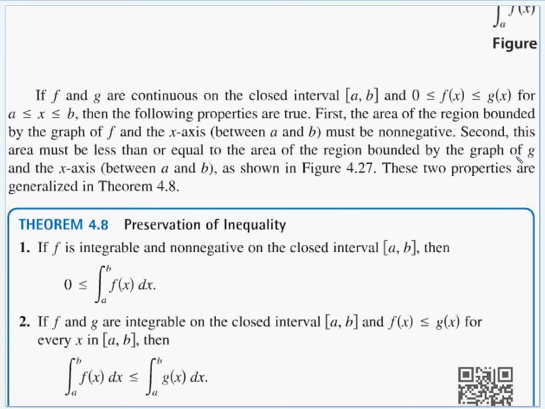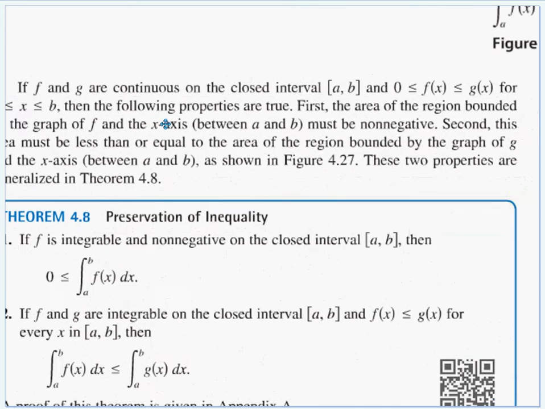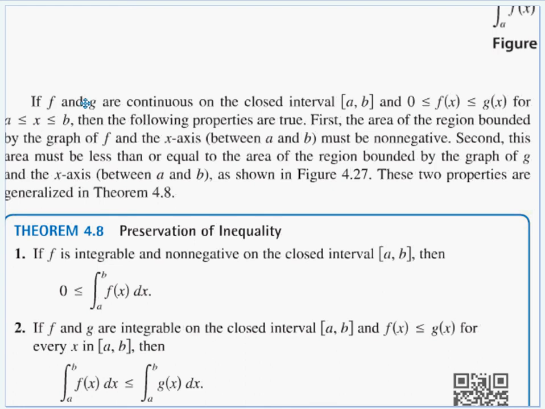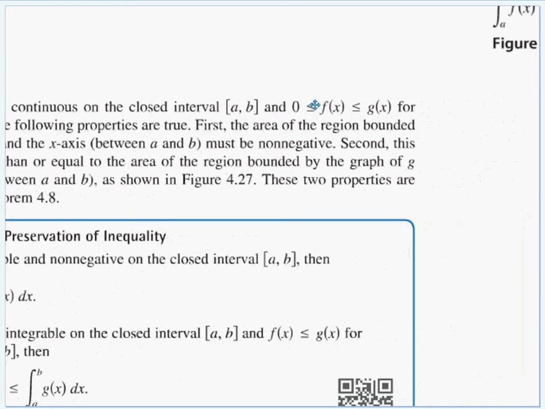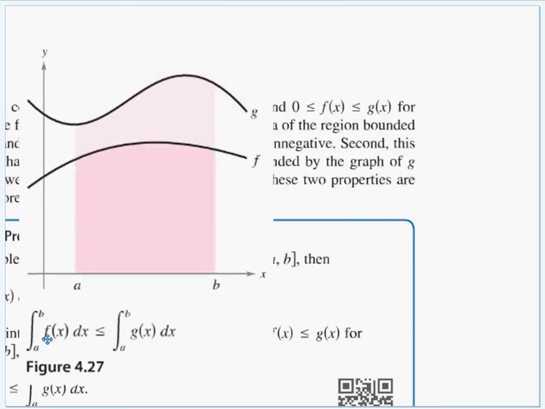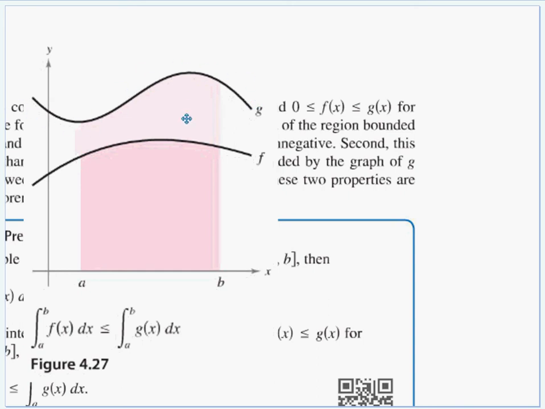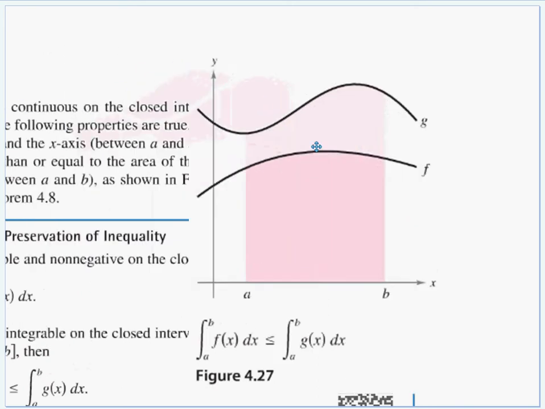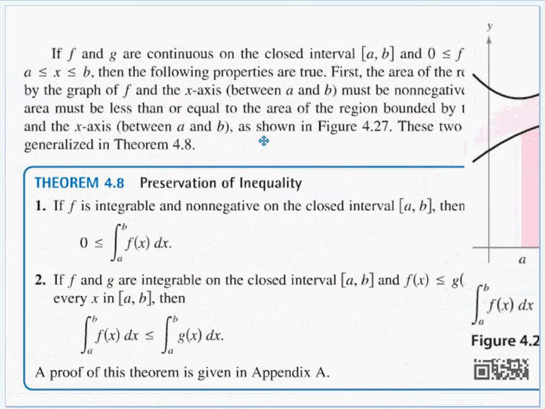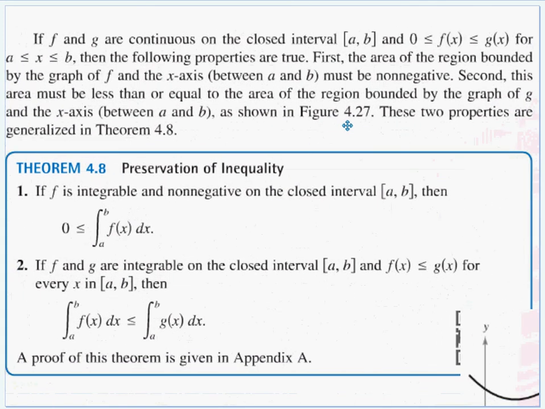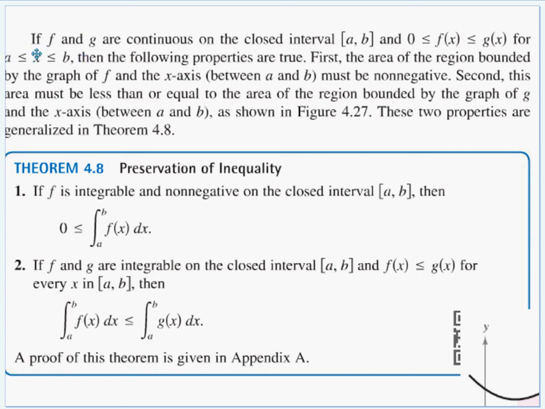Okay, we're almost done. I think I'm done with examples. Just a little more reading here. If both f and g are continuous functions on a closed interval from a to b, and f is always in between g and 0, so think about it, g is always the biggest, and f will always be underneath. If we graph it, that means the g function is always on top of the f function. That's true for all values between a and b. Then the following properties will always hold true.